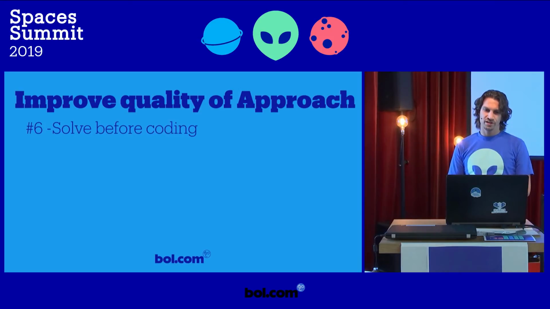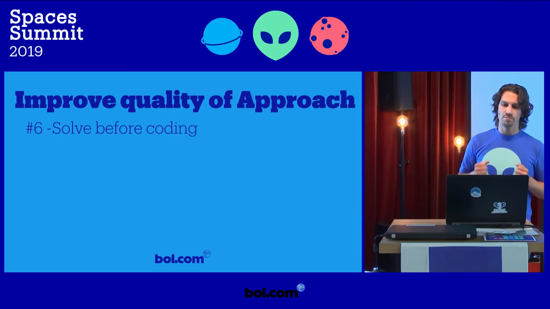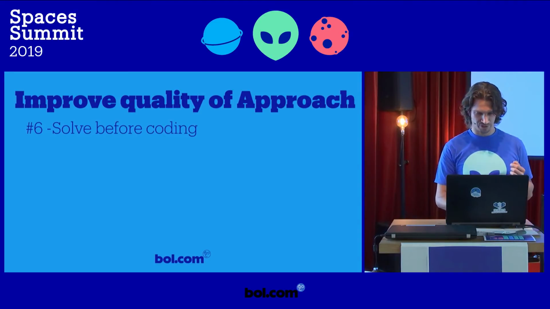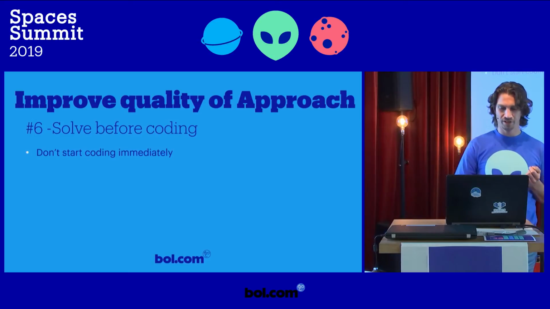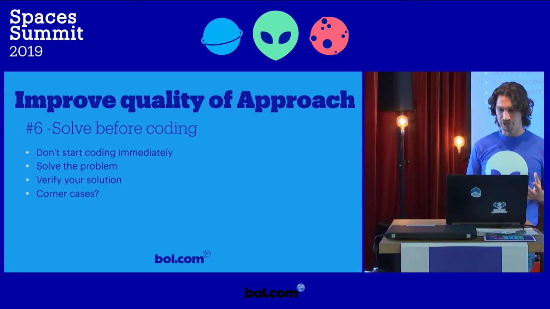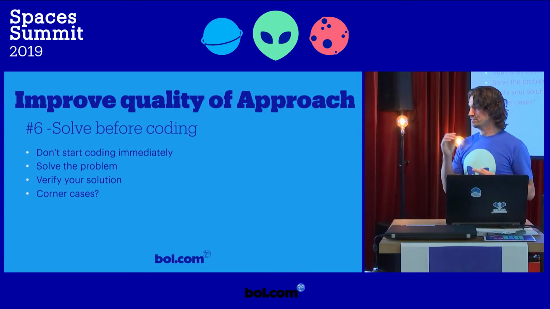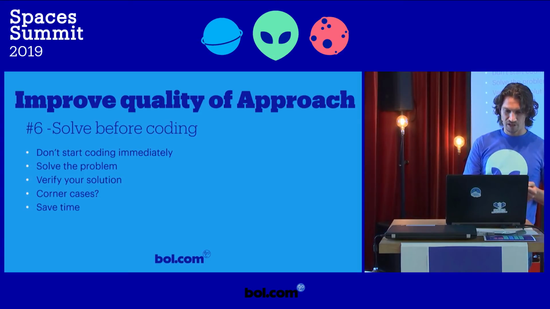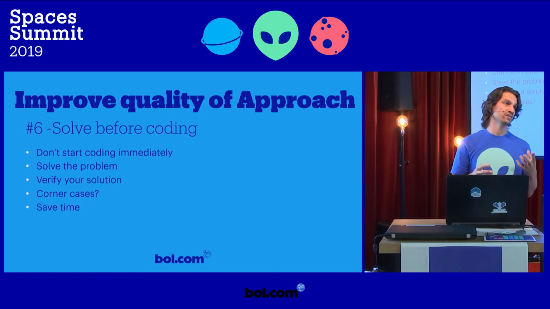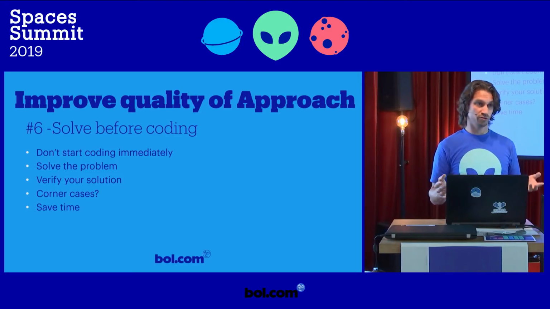As a software engineer, it's tempting to start coding immediately after you have solved a problem or an issue. But sometimes we should not start coding immediately, but really solve the problem and verify your solution. Did you think about all the corner cases? Did you test that your solution actually works by taking a real example? If you do that, that will save you a lot of time, because sometimes you didn't think about all the corner cases in the beginning, and you started coding too quickly.